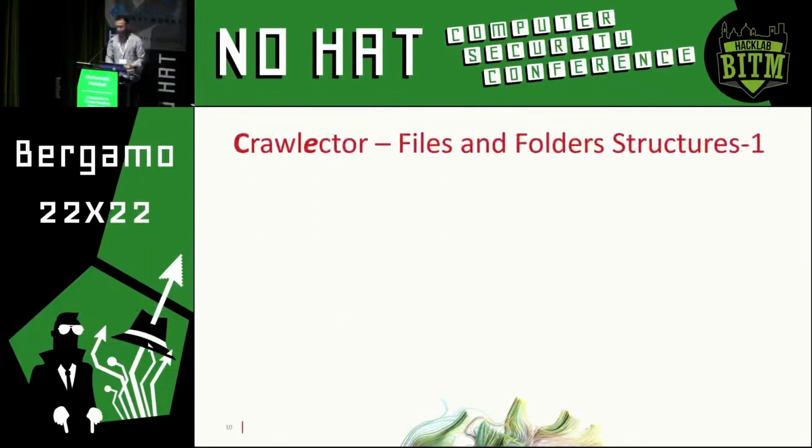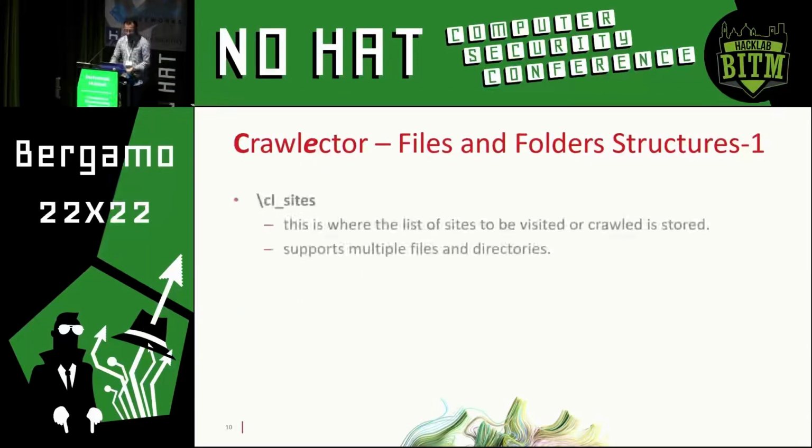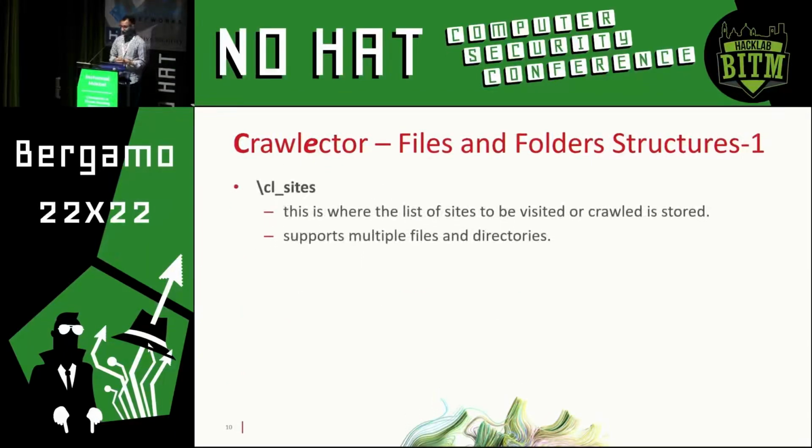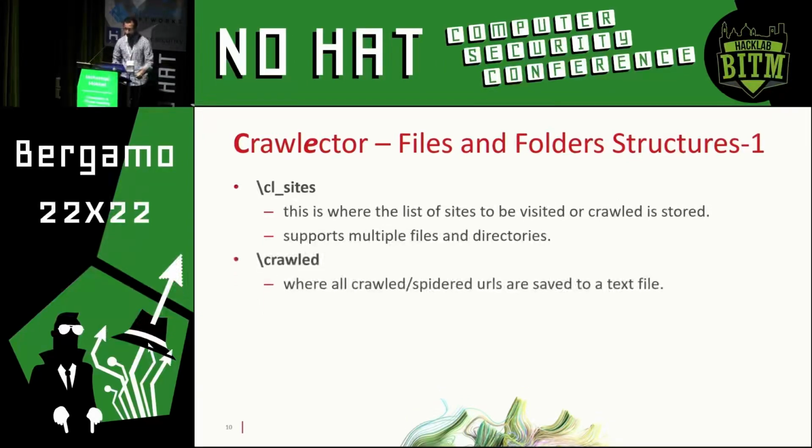Now onto the files and folder structures. The CL sites folder is where you give it the list of domains that you want to scan. And of course, it supports multiple files and directories. The name is not specific on anything. Crawl: as part of the spidering feature, as you're crawling a certain domain for finding additional links, be it external, internal, or whatnot, depending on the configuration, those links that it found will be saved into text files, so you can scan them later as well.